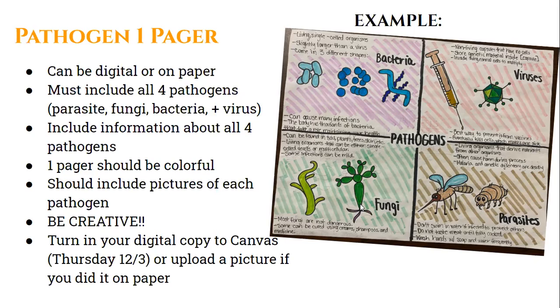So your posters themselves, they can be digital or they can be on paper. They have to include all four of your pathogens: parasite, fungus, bacteria, and viruses. And you should have information about all of them. Your one-pagers should be colorful. They should include pictures of each of our pathogens and be very creative.